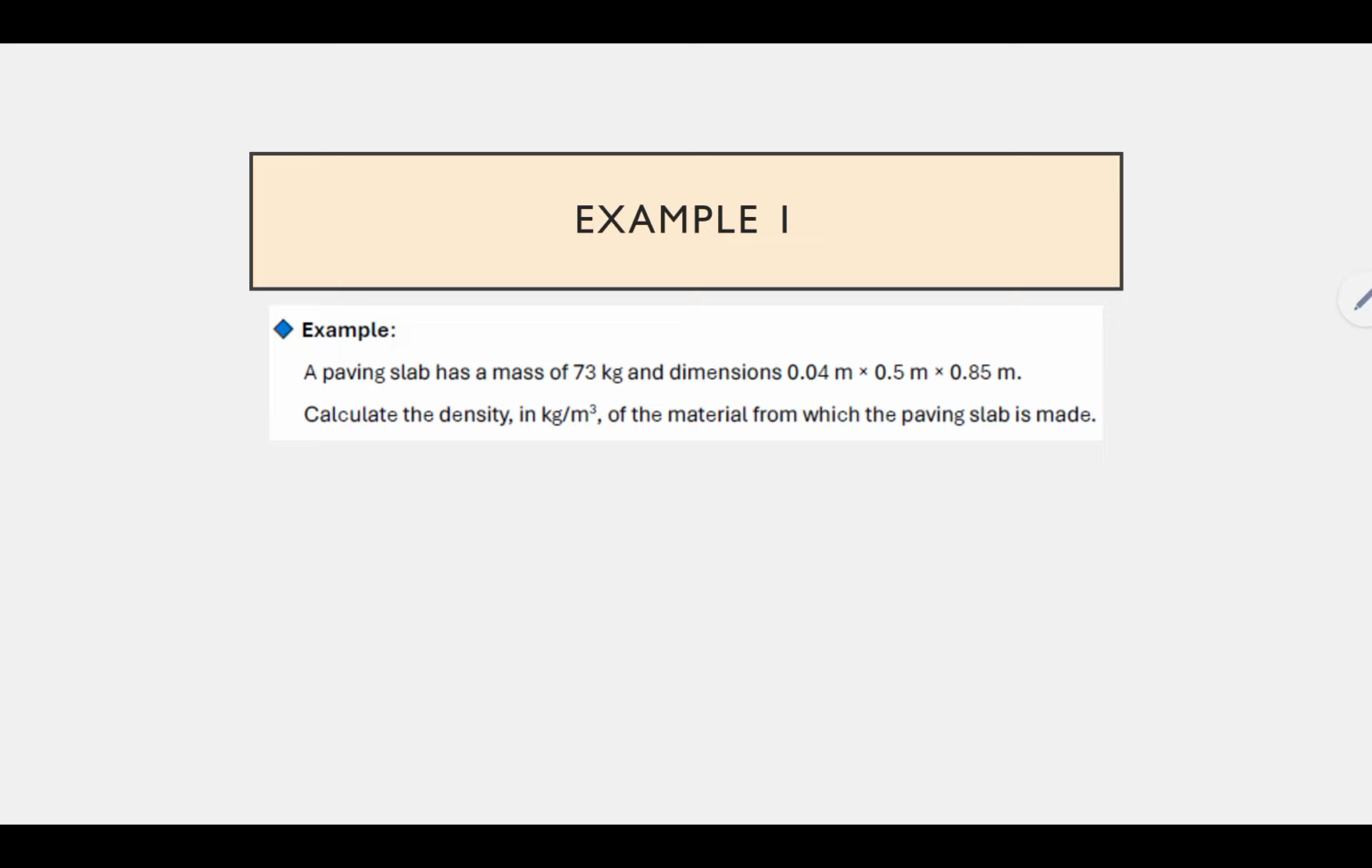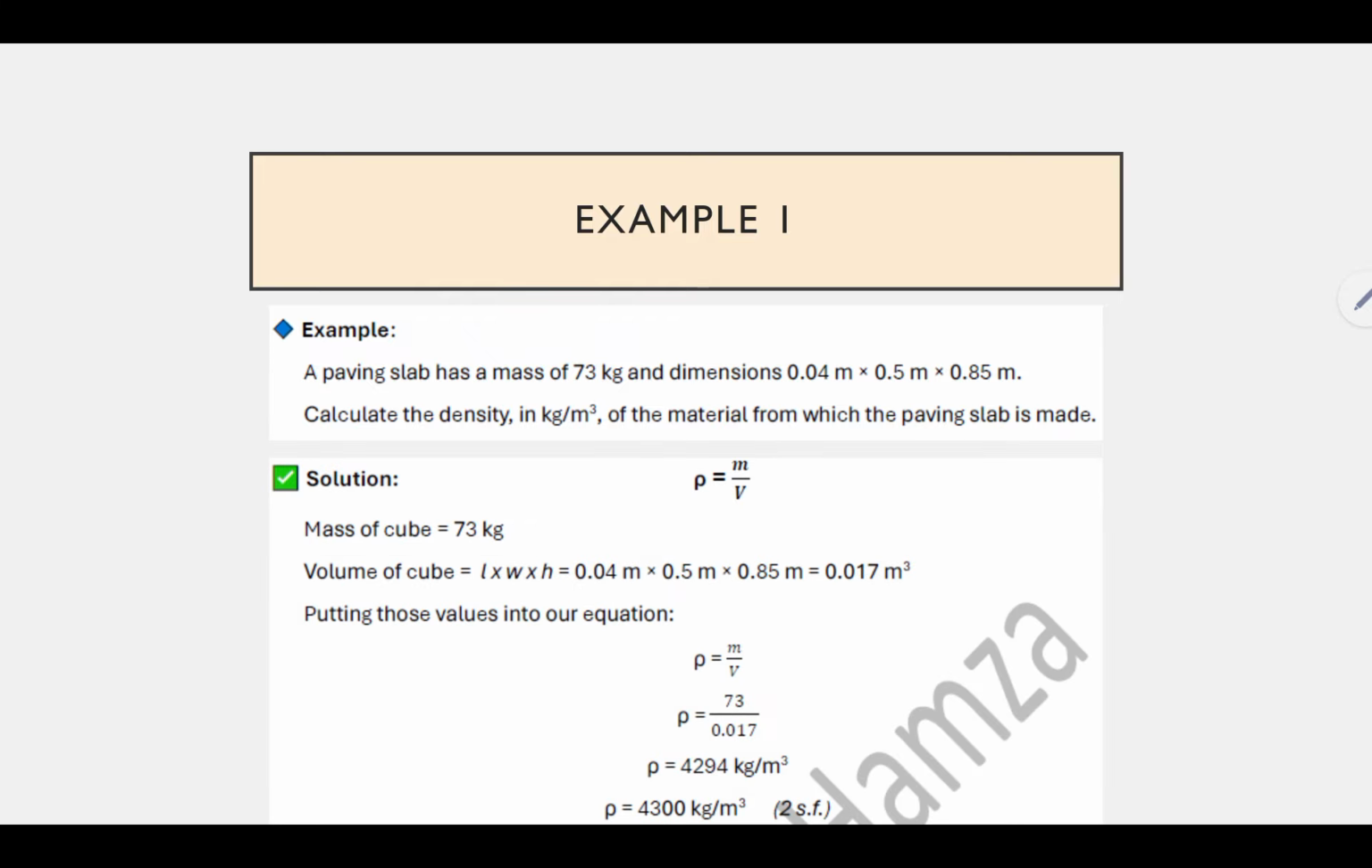Like we studied, density is mass over volume. So my mass is 73 kilograms over my volume, which is 0.04 times 0.5 times 0.85, giving me my final answer: 73 over 0.017, resulting in 4294 kilograms per meter cube. As we agreed, we'd like to put it in two significant figures, so my final answer is going to be 4,300 kilograms per meter cube.